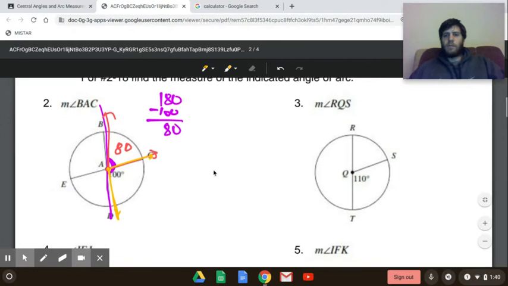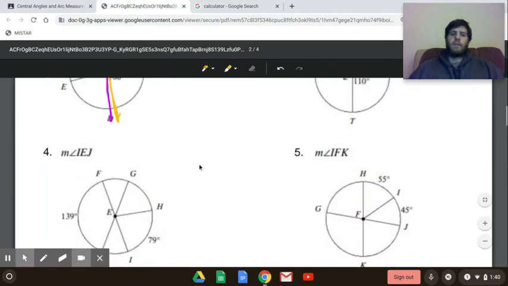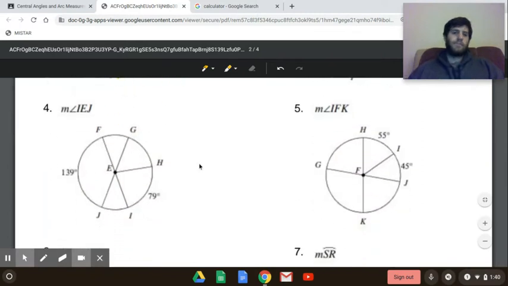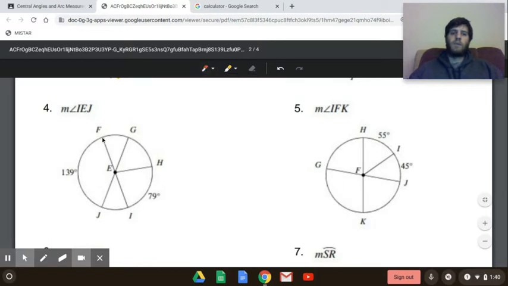Okay. Very similar for number 3. All right, number 4, we're looking for angle IEJ. And again, very similar there. We know the central angles are equal. So we have, again, a semicircle here, half the circle. So you can do 180 minus 139 is going to be 41.